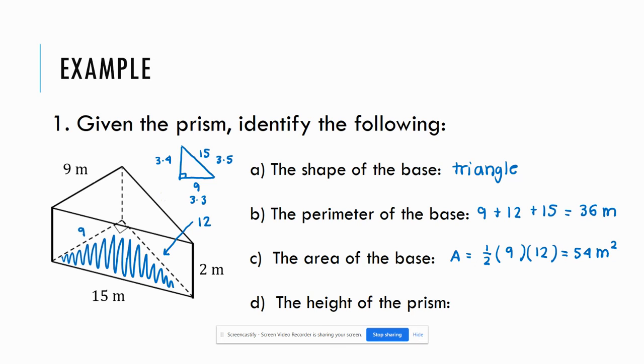The height of the prism is what connects those two bases together. Well, notice the number that we have not used yet is 2. That's connecting those two triangles together. 2 meters is the height of the prism.